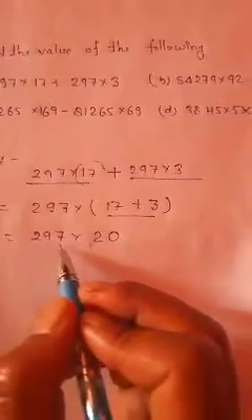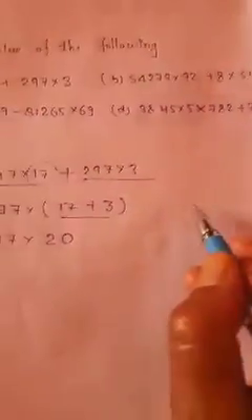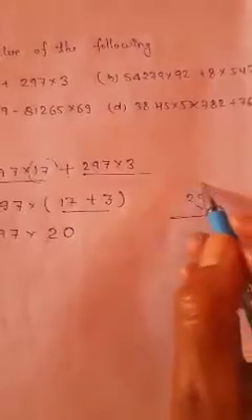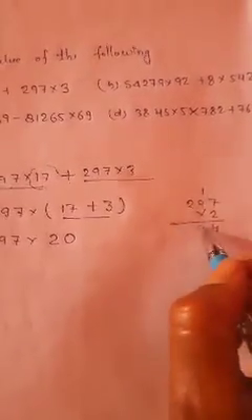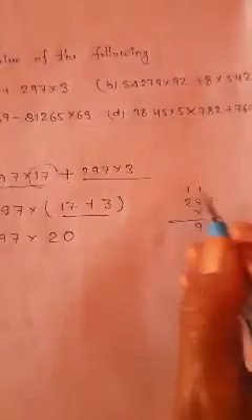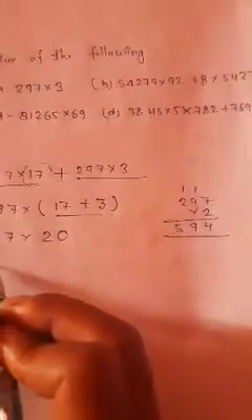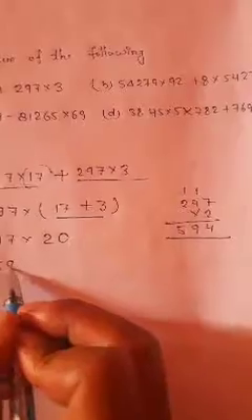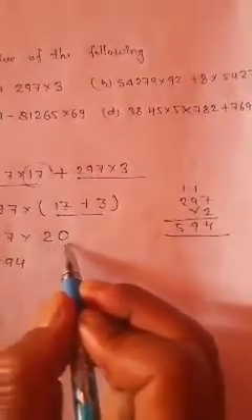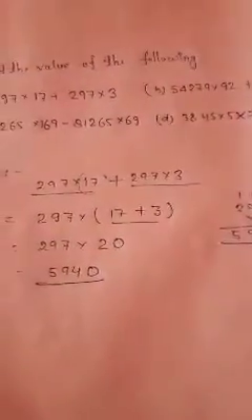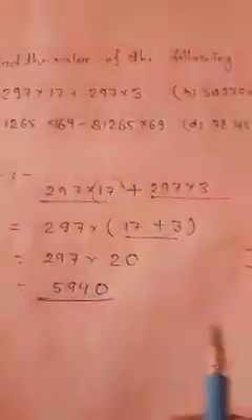Now 297 multiply 2. 2 7 is 14, carry 1, 2 9 is 18 plus 1, 19, carry 1 again, 2 2 is 4 plus 1, 5. So 594 and 0 at the end. Similarly, student, you can solve the others.